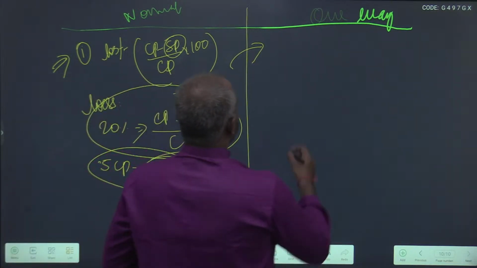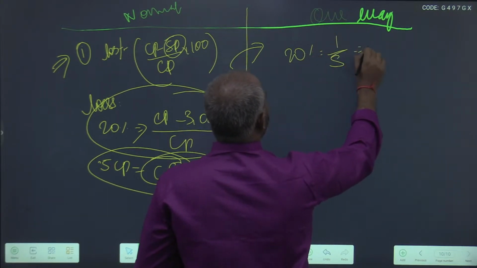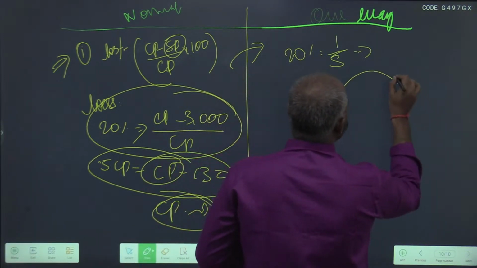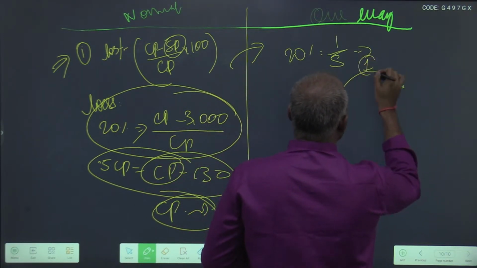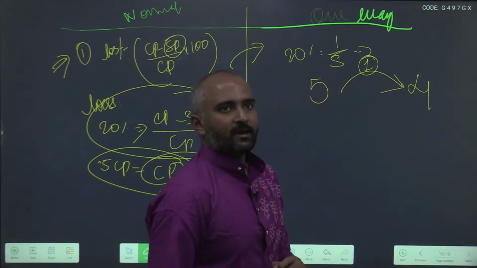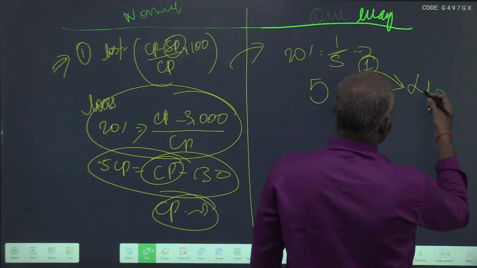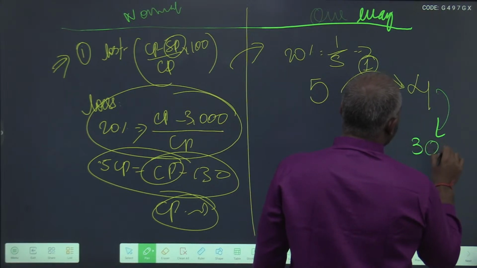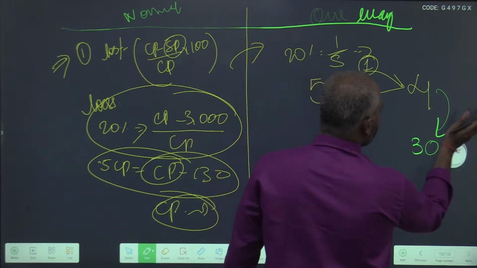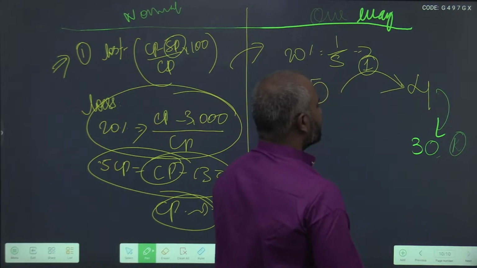Okay, so 20% loss. What is 20%? 1 by 5. That means if I bought something for 5 rupees, I lose 1 rupee. That means I am selling it for 4 rupees. Now this 4 is 30, okay, 30,000, right? So let us assume it as 30k. We will keep k as separate.